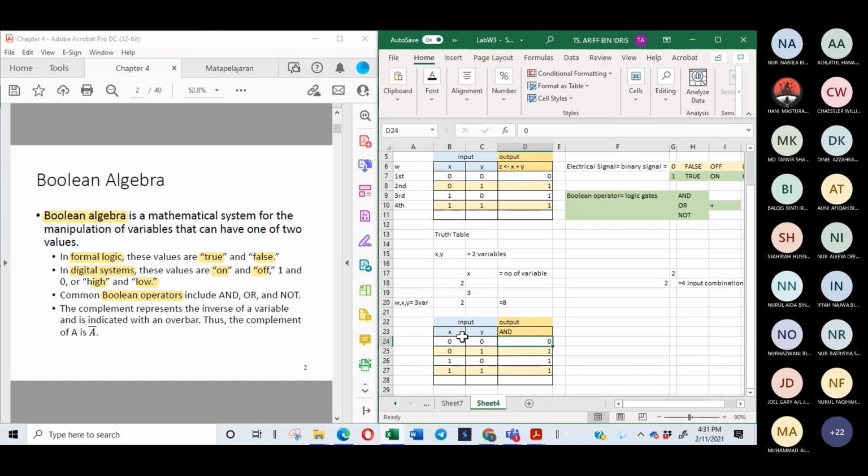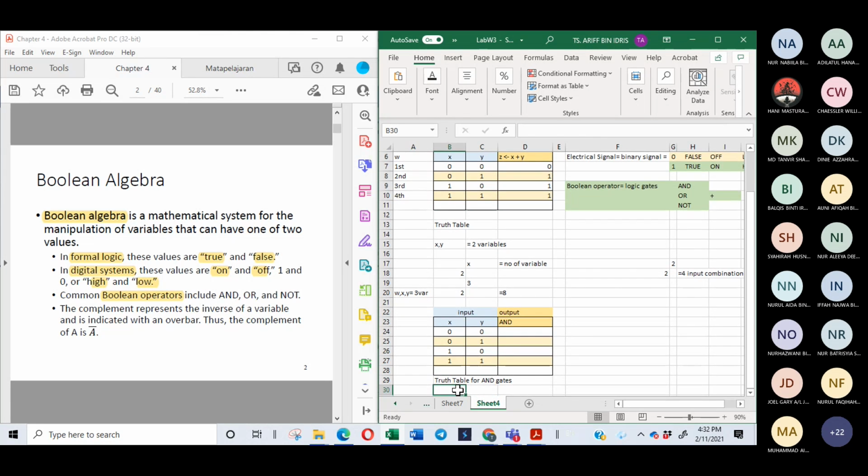As usual, if you have two variables, the input combinations maximum will be 4. And what is the output? Have you copied this truth table, class, for AND gates? This truth table you name as the truth table for AND gates. Class, have you started copying this truth table?